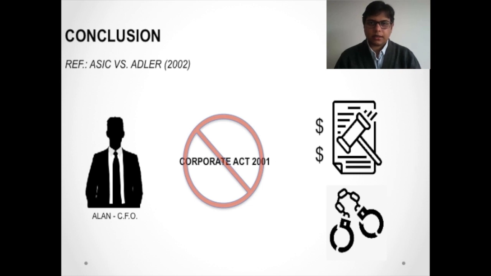It is very clear that Alan has violated Sections 182, 183, 184 and Section 191 of the Corporations Act 2001 by divulging the company information to his cousin regarding the contract. This could lead to serious legal action for his criminal offense of disclosing the company's confidential information to his relative, in this case his cousin, and this is with reference to ASIC versus Adler 2002. This means a penalty of $200,000 or 5 years imprisonment, or maybe both.